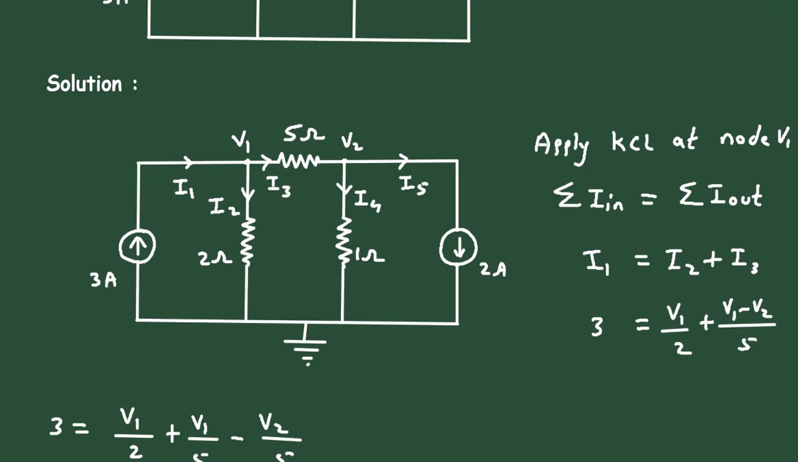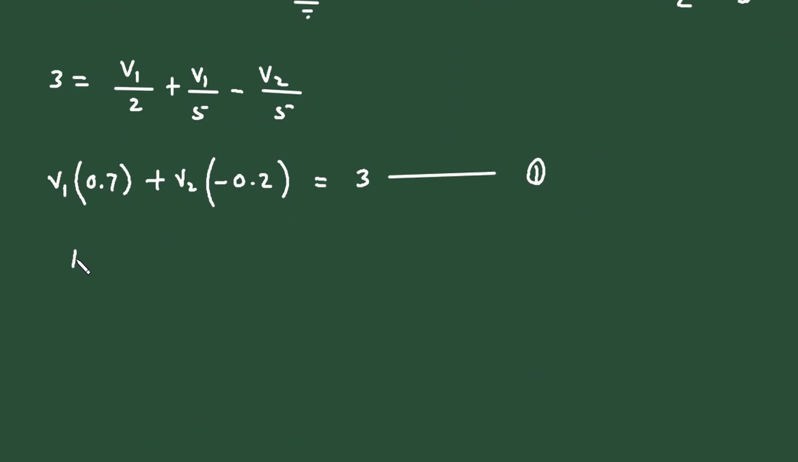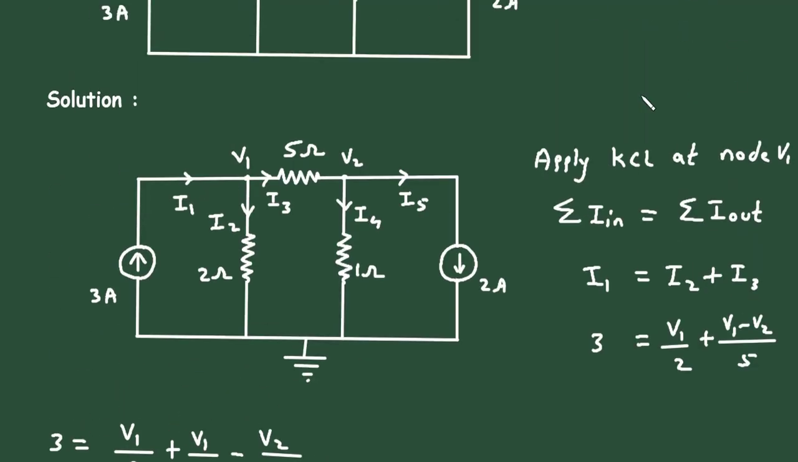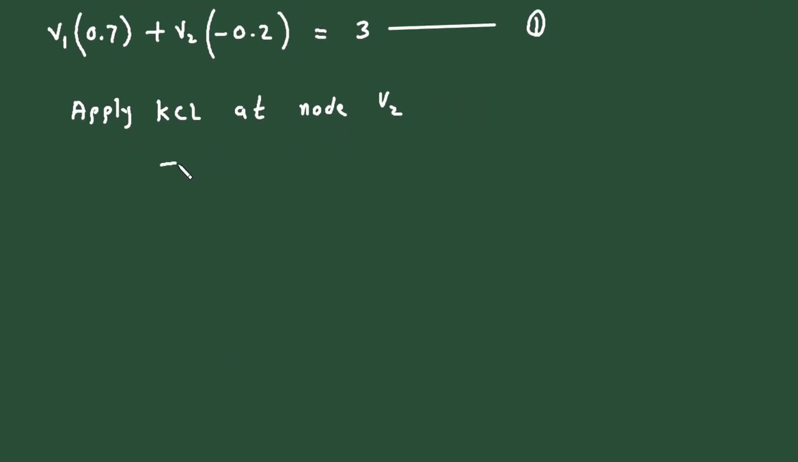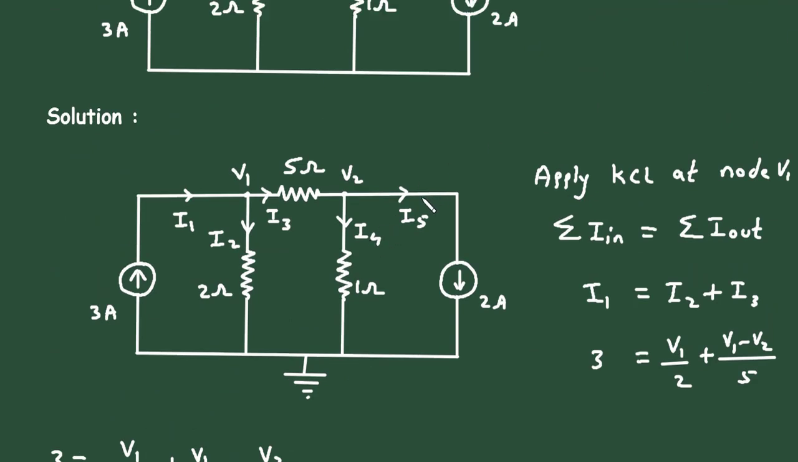Now next we will apply KCL at node V2. Here we can see summation of all the entering currents at the node is equal to summation of all the currents leaving the node. Now here the entering current is I3. So I3 is equal to the leaving currents, I4 plus I5.